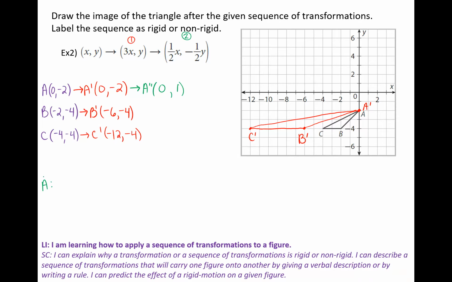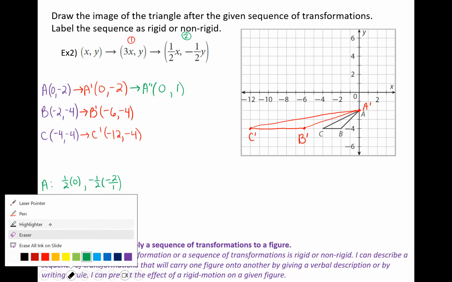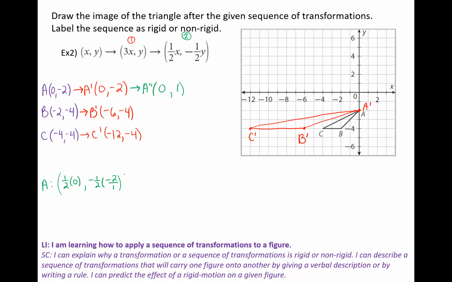So I'm going to do my a double prime transformation here. So this is saying I'm going to do 1/2 times my x, which was 0. And then I'm going to do negative 1/2 times my y, which was negative 2. In order to multiply the fraction by the whole number, I am going to need to put this over 1. So this is my whole overall problem here that I'm working on. Okay, so there's my ordered pair.